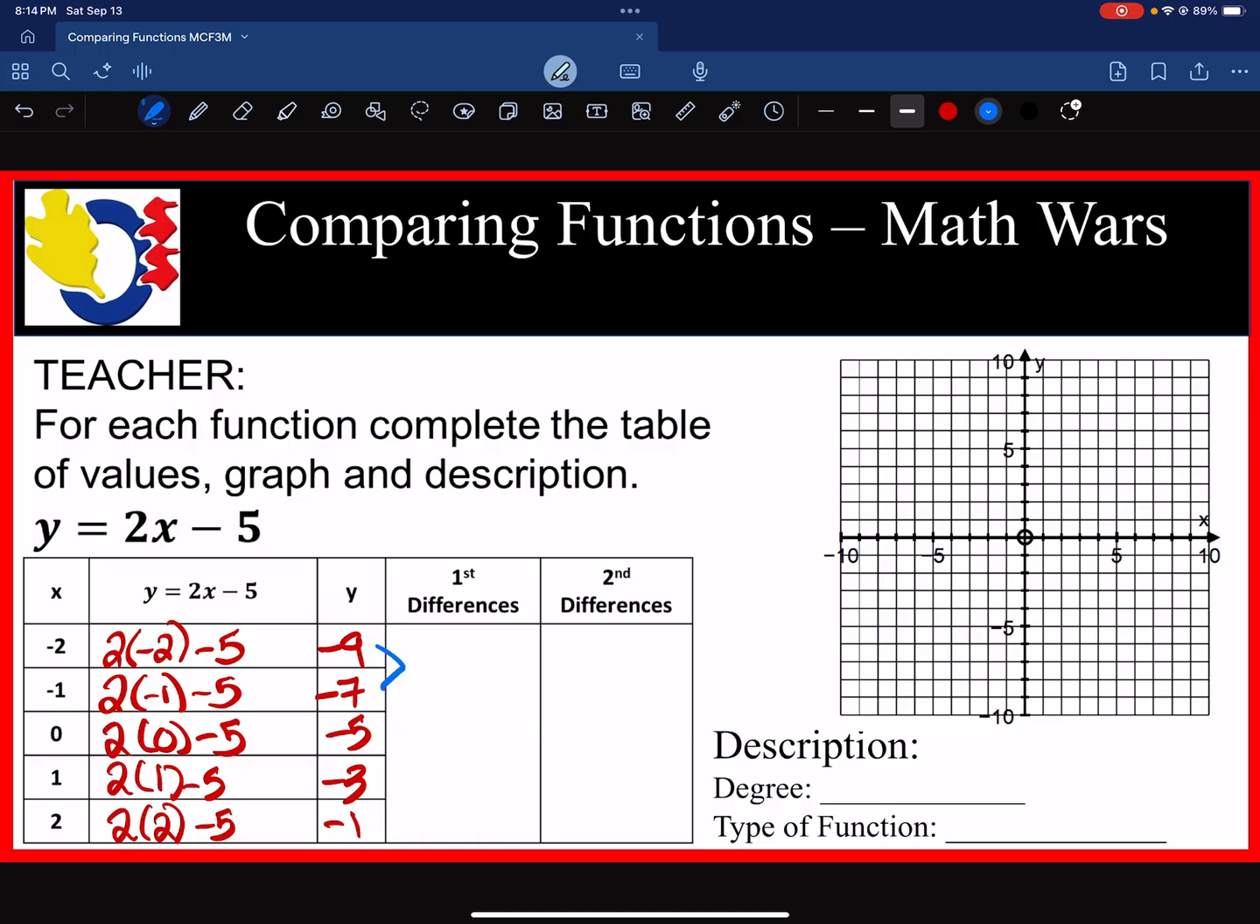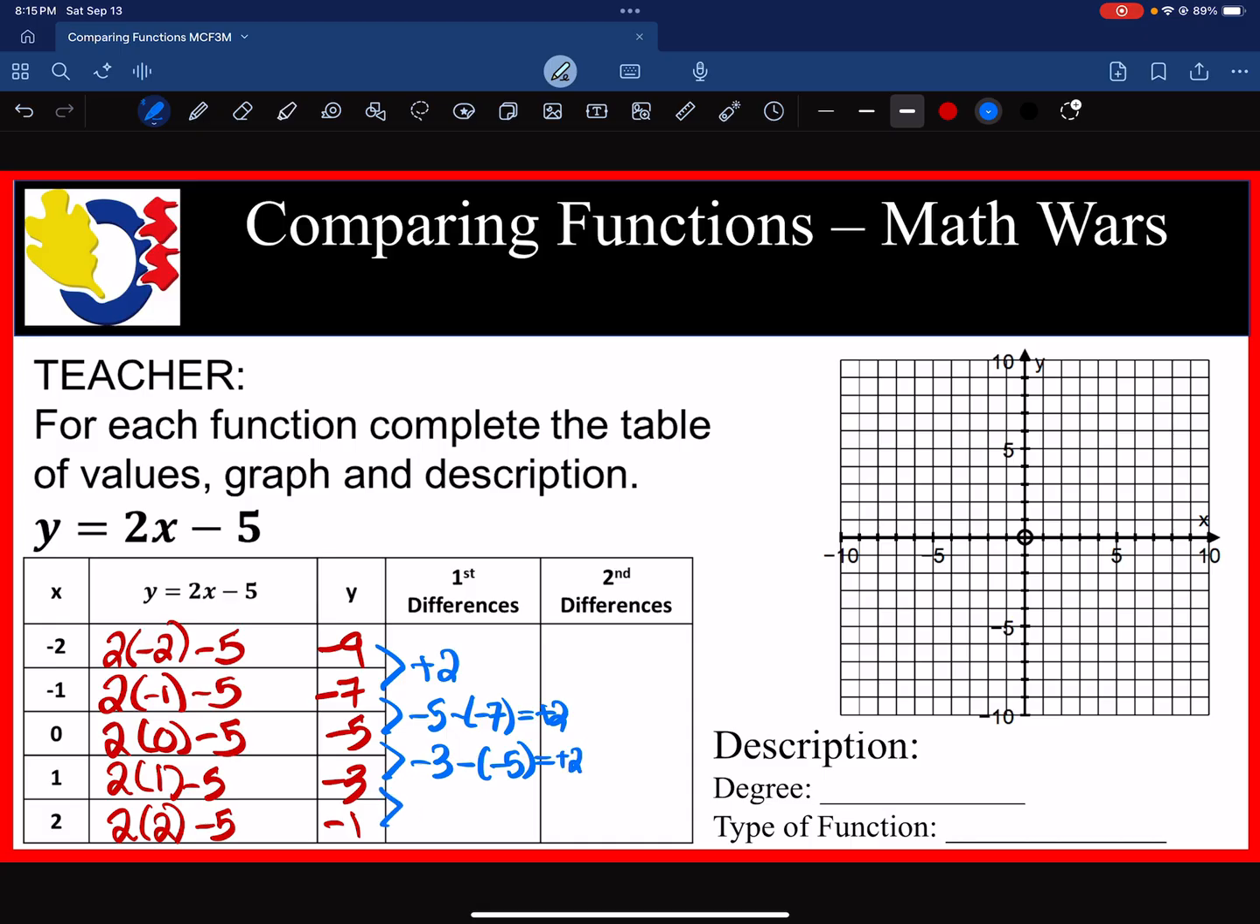So as we move down the first differences column, the y column, from negative 9 to negative 7, we've increased by 2. So if you want to see the calculation, so we have negative 5 minus negative 7. So remember the double negative gives us a positive, which is equal to plus 2. Negative 3 minus negative 5. So that's negative 3 plus 5, which equals plus 2.